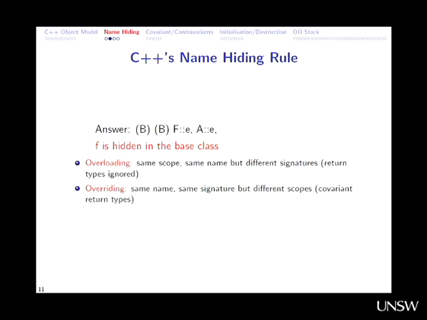So, F's hidden in the base class. Because if we look at overloading, overloading is when we have the same scope and the same name but different signatures, so the return type's ignored. And then overriding is whereabouts we have the same name, same signatures, but different scope. So it's the difference between overloading and overriding.